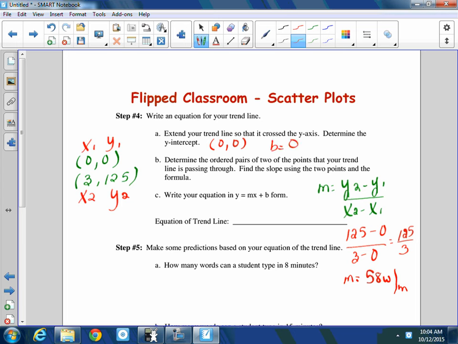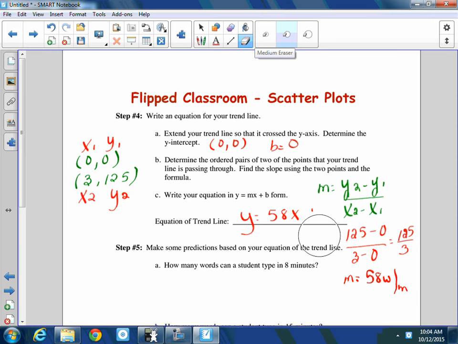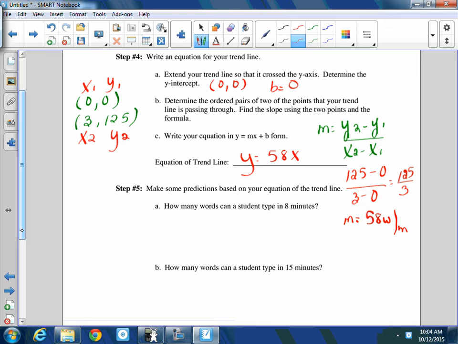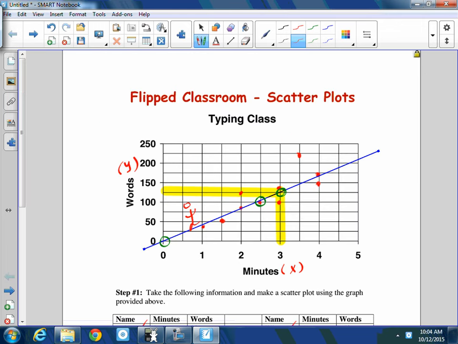Okay? So now that's my slope, and my y-intercept is 0, then what's the equation of the line? Y equals 58x plus 0, which I really don't have to say, since plus 0 is not working too hard. Make some prediction based on your equation of the line. How many words can a student type in 8 minutes?